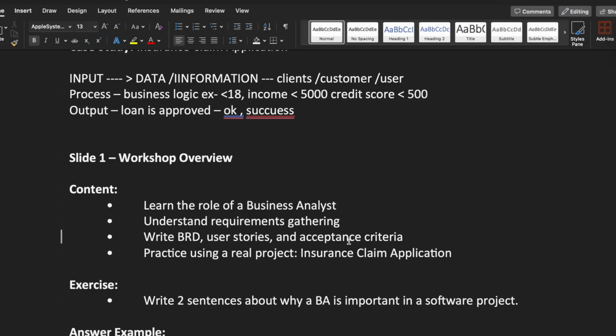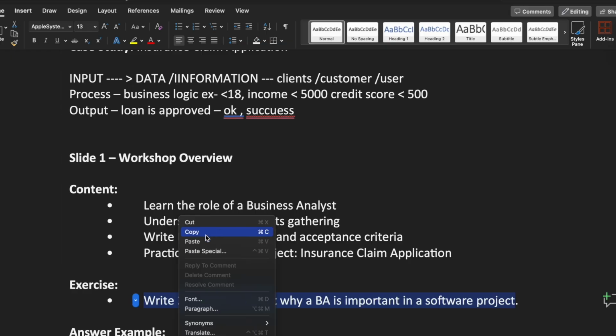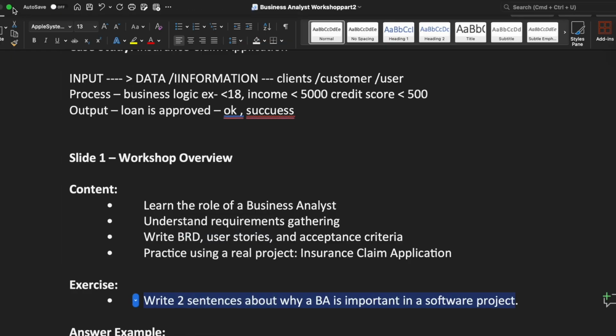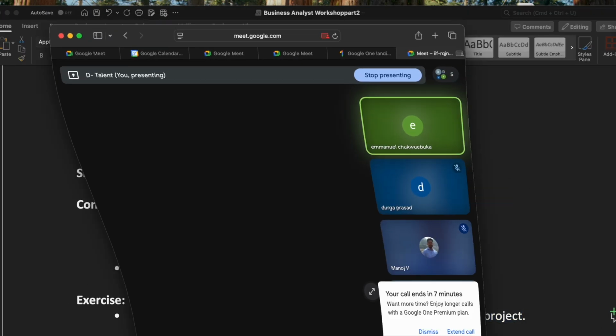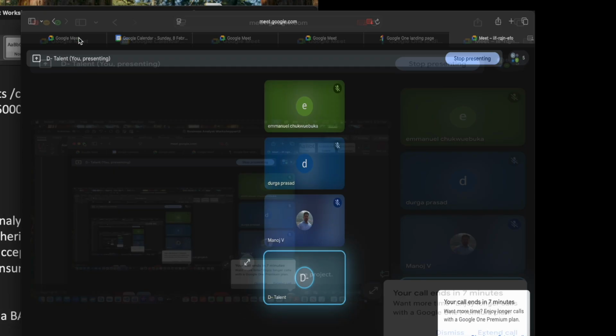First we learn our role. We know we have to gather requirements, and we understand what requirements to gather. So we'll write business artifacts, user stories, acceptance criteria. You can use any kind of application based on the domain you are working in. Start with the user story. Now your exercise: write two sentences about why the business analyst job is important in a software development project.